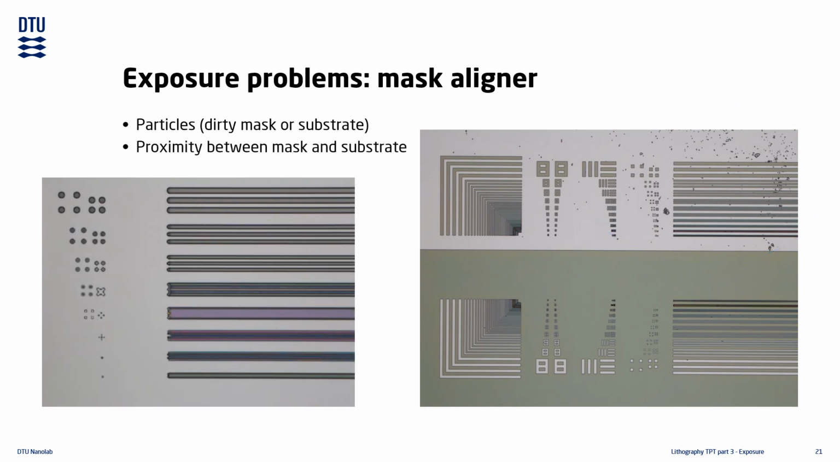Proximity is usually introduced in the mask aligner unintended by particles or non-uniform resist thickness. Particles could come from a dirty mask as mentioned before, but they could also come from handling of the substrate. An uneven resist thickness is quite common when using thicker resist. Edge bead is a type of coating defect, which can produce quite significant proximity between the substrate and the mask.